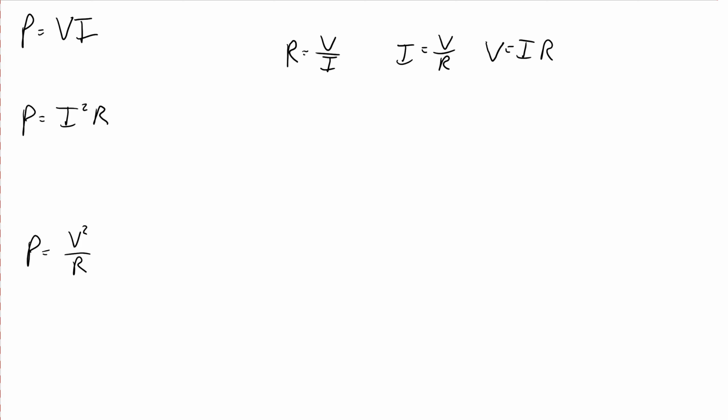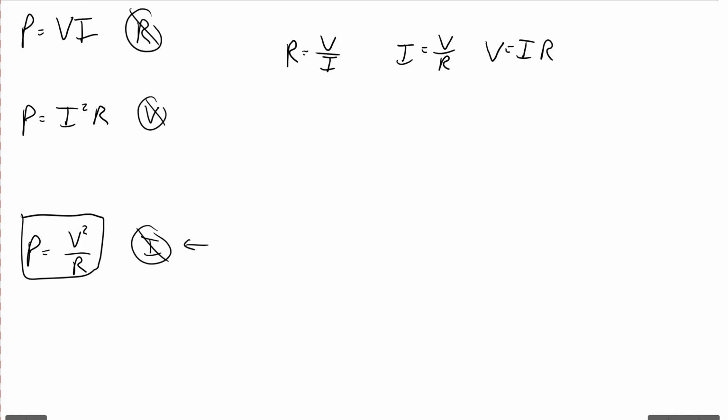Let's check. So we have a power equation that does not have R. This equation doesn't have the voltage, and this equation doesn't have the current. So if you're given a situation where you don't have the current, then I would use this equation to find the power. So the guess method is going to be another helpful thing to look at when we're solving these.